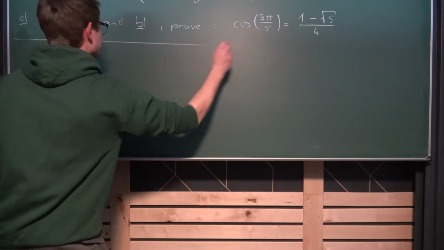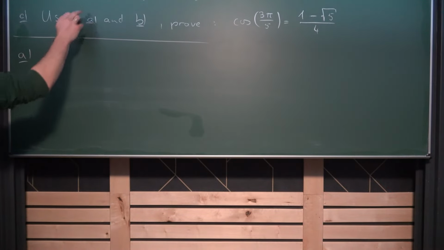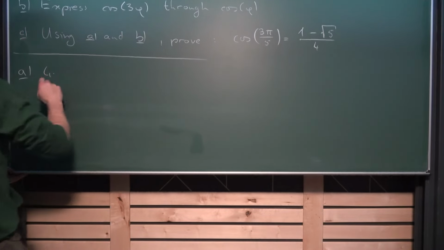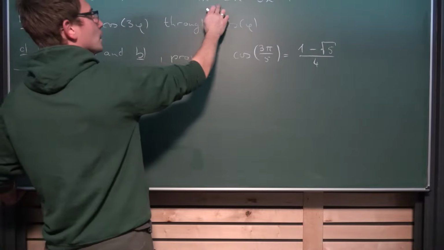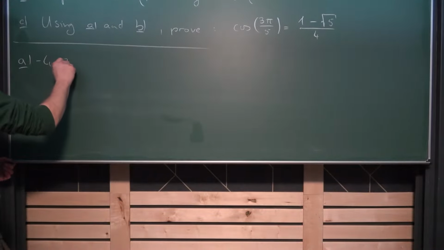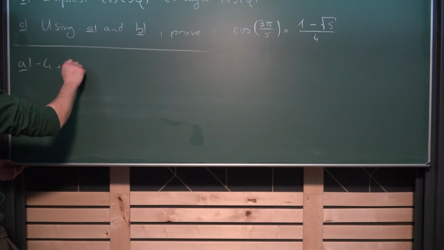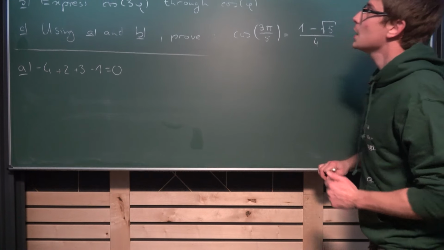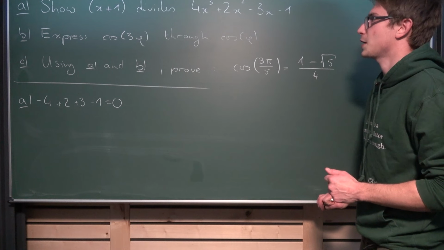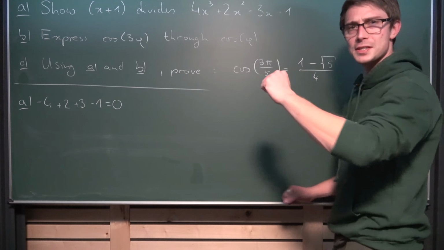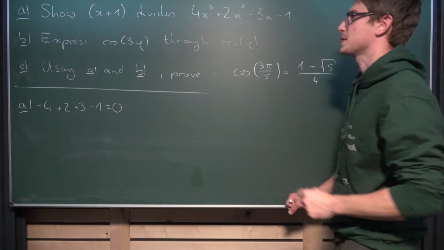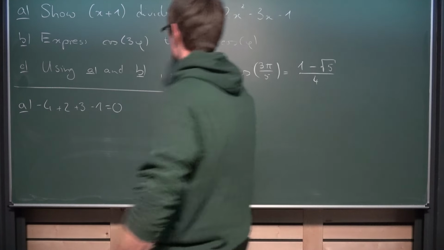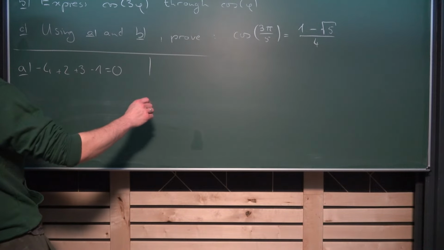For A, we are going to plug negative 1 into here, so we have 4 times negative 1, so negative 4, plus 2 times negative 1 squared, so plus 2, minus and minus becomes positive, plus 3 minus 1 is equal to 0. Hence, x plus 1 is a factor of this polynomial. I think this is called the factor theorem, if I'm not mistaken, in English. We have just shown that this right here is a linear factor. Or, as mentioned before, we could do polynomial division. This also does the job.